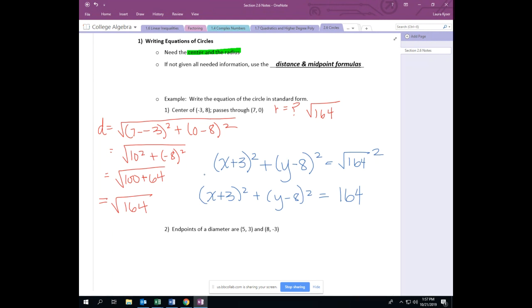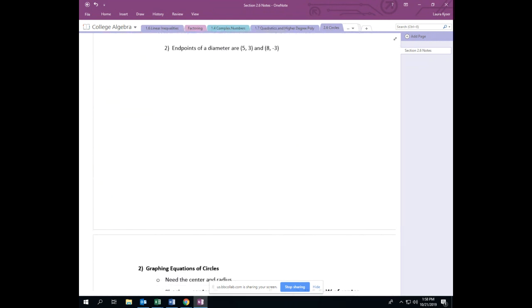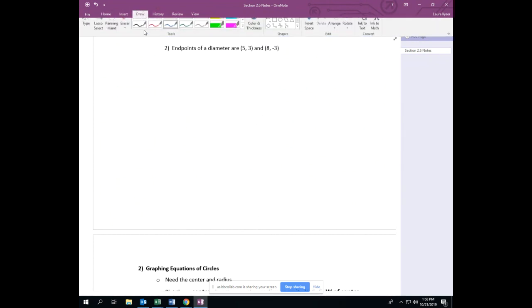So in that one, we had the center and we had enough information to find the length of the radius. In the second example here, instead of being given the center, we're given the endpoints of the diameter. Now again, we need the center and the radius.